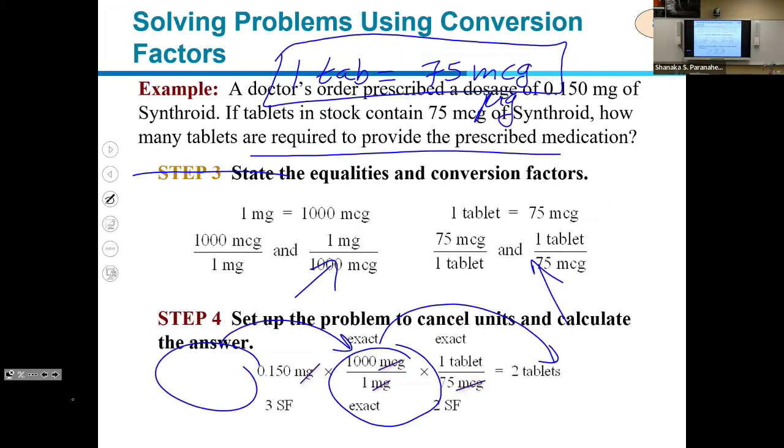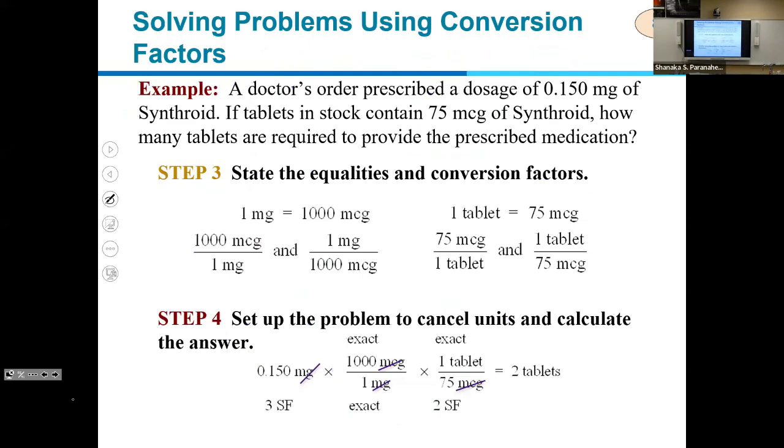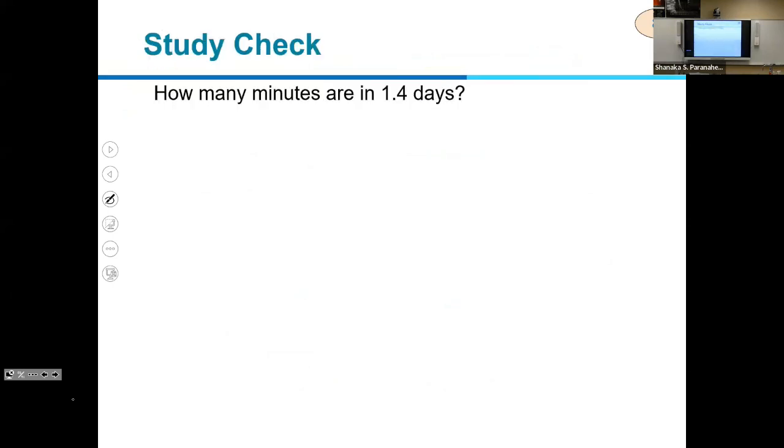Okay, so you have this question on your slide. All that work shows the equations, and this is how we are going to set it out, giving two tablets. Any questions? Okay, so this is another problem like that. You don't find the equation in the table, but I think you can find a way to convert number of days into minutes.